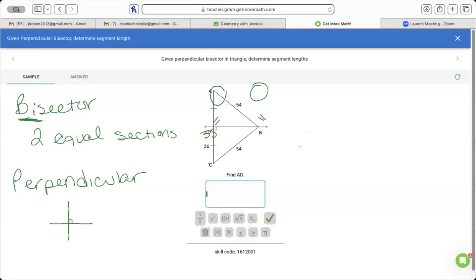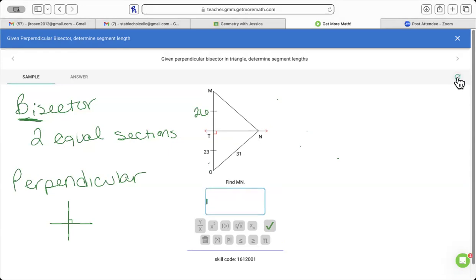All right, this one rotates the triangle around. Let's see what it has for us. So again, it's got this tick mark here and this tick mark here, telling us that those are both going to be equal. So that's another visual to help give you some clues. It says find AD. Okay, so it wants this section. So obviously those tick marks tell us they're the same. So it's going to be 26. Okay, so your perpendicular bisector cuts the triangle exactly in half from any point.